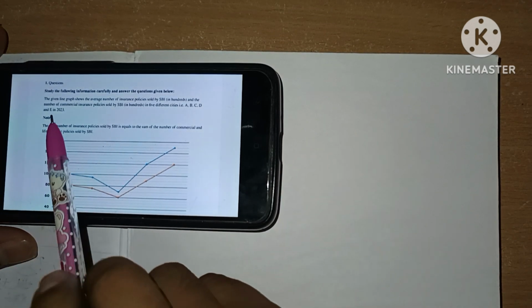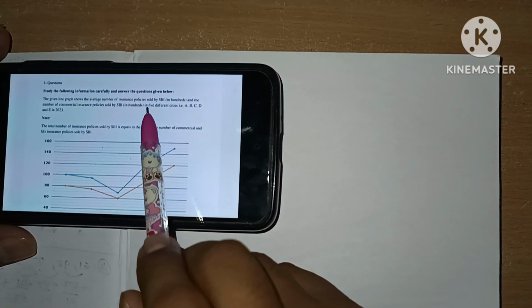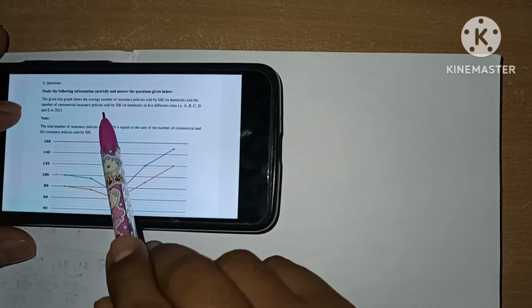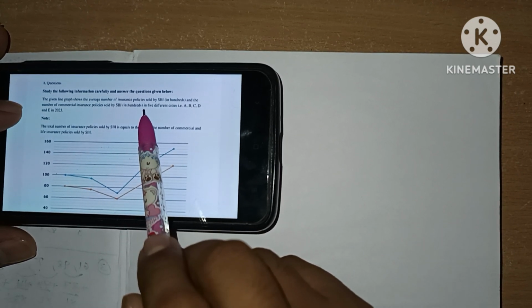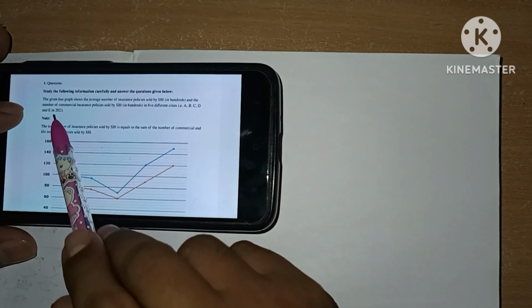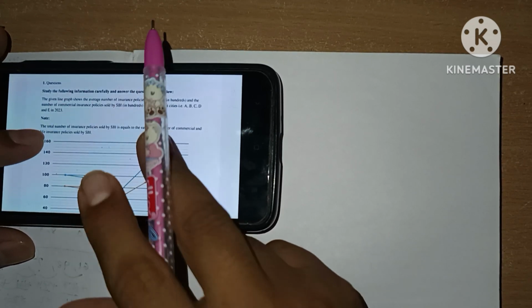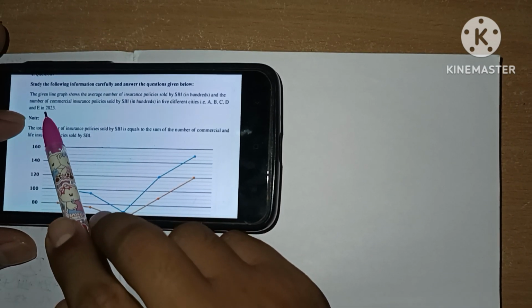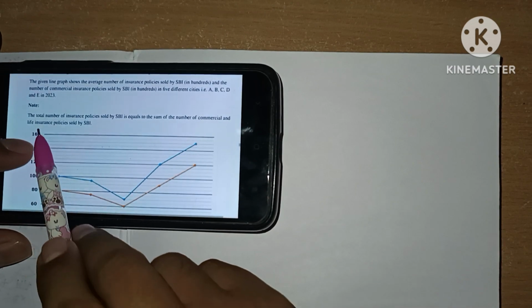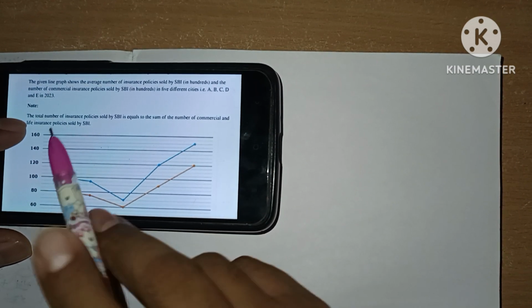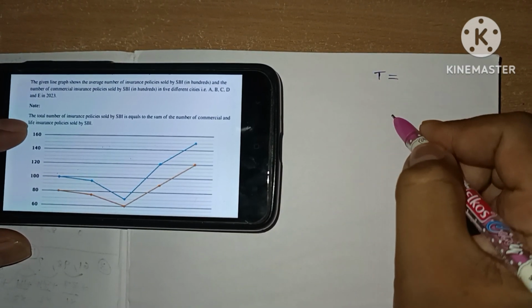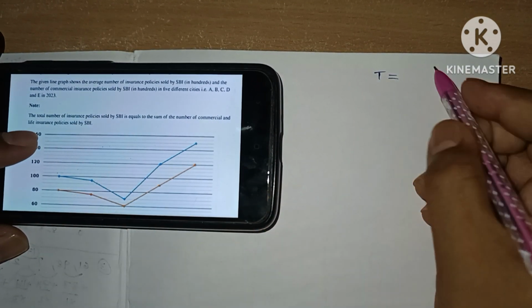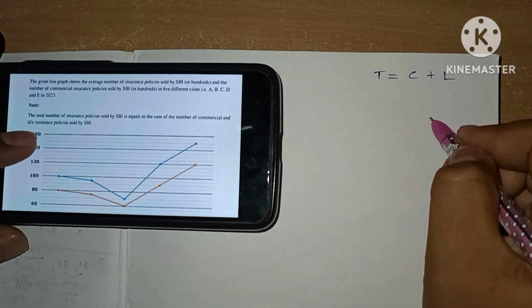Here, the line graph shows the average number of insurance policies sold by SBI in hundreds and the number of commercial insurance policies sold by SBI in hundreds in 5 different cities in the year 2023. The questions may also be given about 2024, so we need to remember this. The note says the total number of insurance policies is equal to the sum of the number of commercial and life insurance policies.